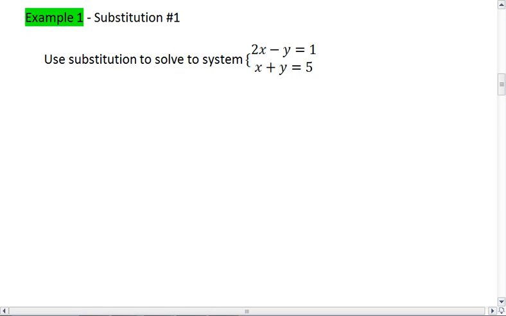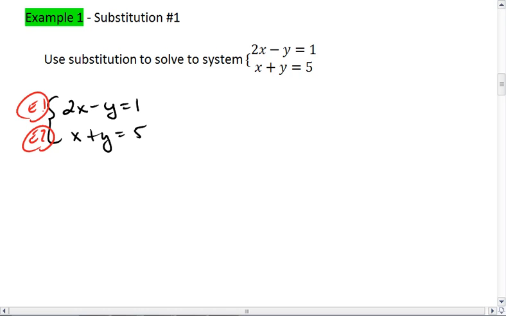In example 1, we're going to use substitution to solve the system where we have the two equations 2x minus y equals 1 and x plus y equals 5. Personally, I like to number my equations so I know what I'm doing. I have equation 1 and equation 2.